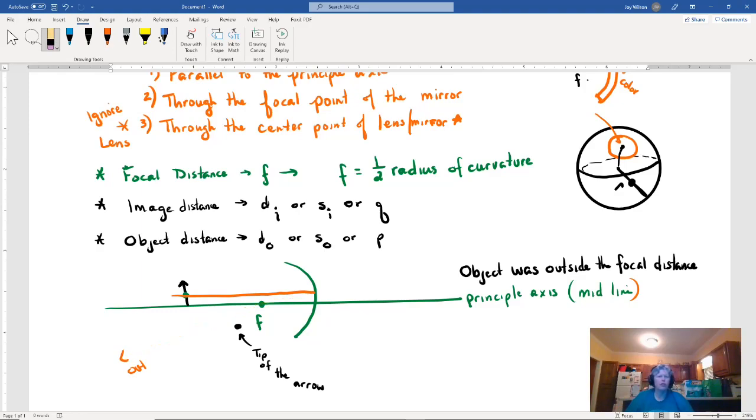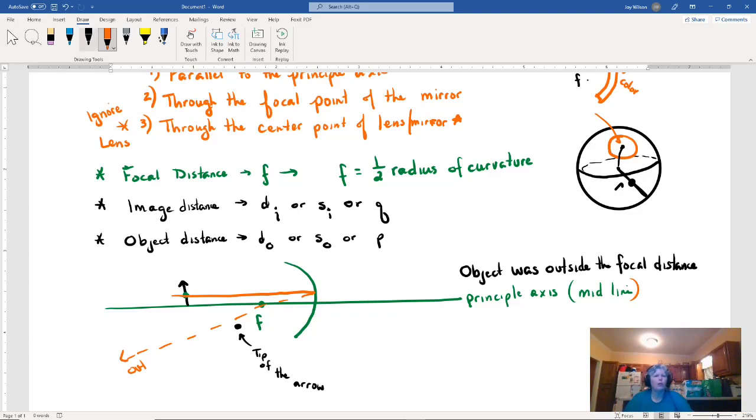I'm going to erase it, but I'm going to make it dashed now so that you can see this is not the original ray. This is the reflected ray. And it's reflected rays we care about because where the light goes is where we're going to see. Okay, so we have to be careful about this.